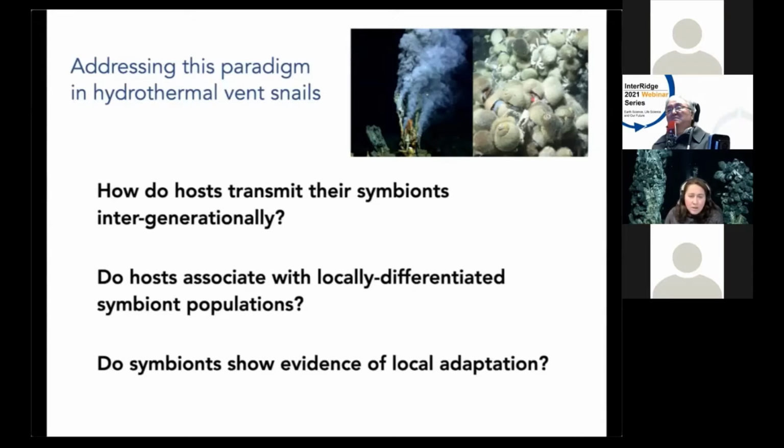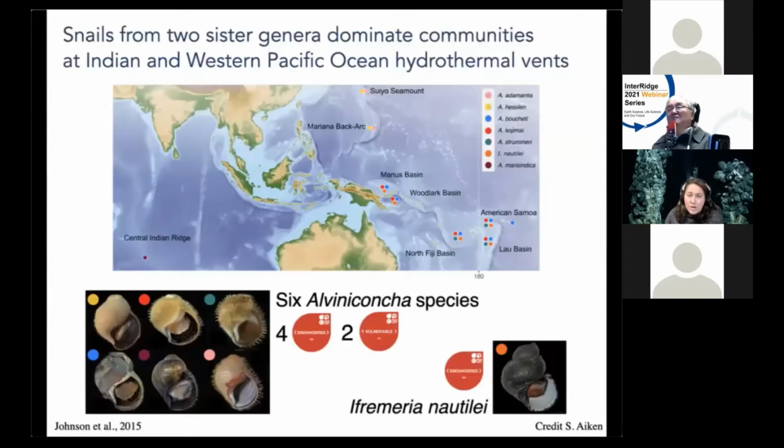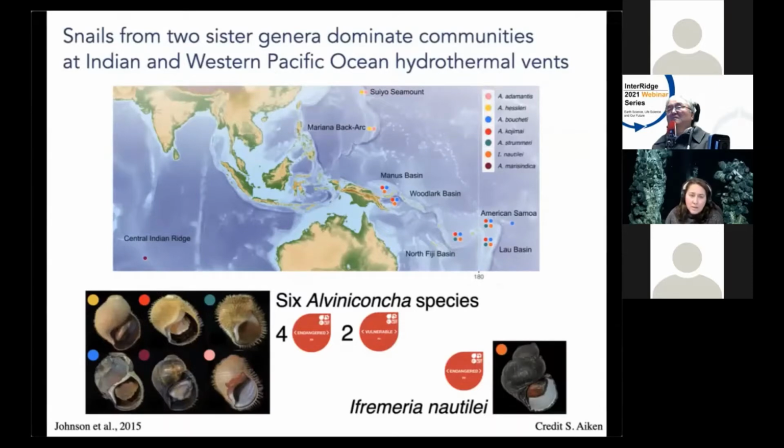And so we've been working on two sister genera of hydrothermal vent snail that are dominant in the Indian and Western Pacific Ocean hydrothermal vents. There are 6 species in the genus Alviniconcha, and those are shown here, colored by their different species on the map, so you can see their distribution, as well as a single species from their sister genus, Ifremeria nautilus. I also want to note that these species are all considered endangered or vulnerable, due to the threat of mining in the regions that they occupy.